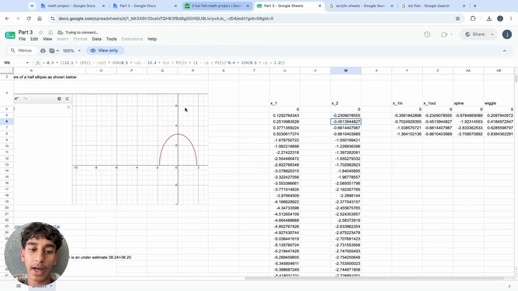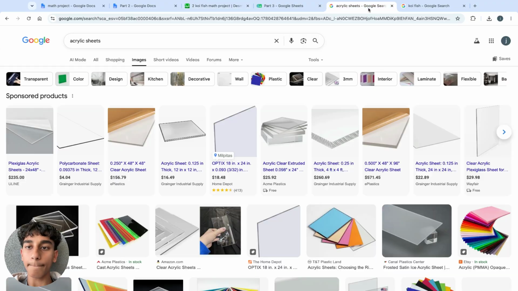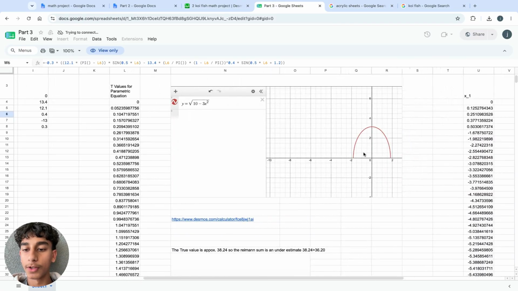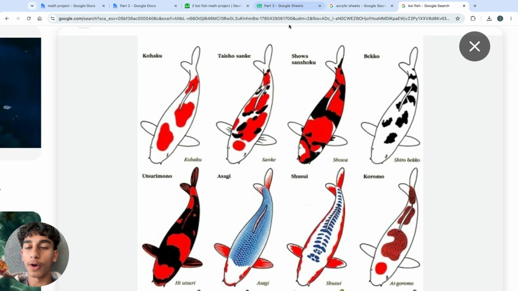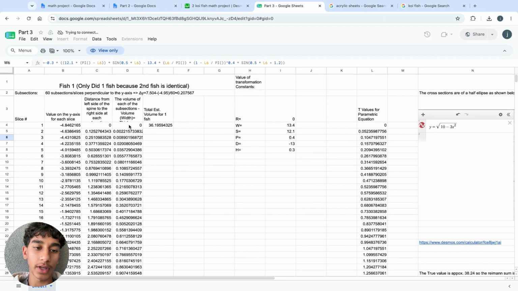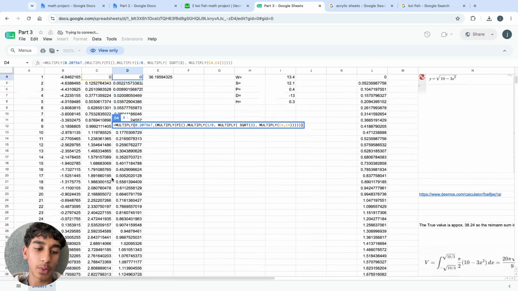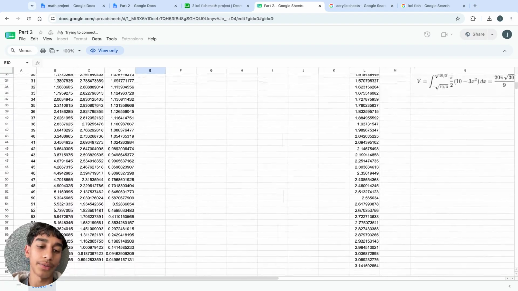And we took x1 minus x2 to find the width of the fish, and then we took the volume of each subsection by getting a formula for this cross section. So this is a half ellipse, and it precisely follows the silhouette of a koi fish, which isn't just a semicircle, it's more of an elongated fish. And the way we did the formula for the width is we took the area of the ellipse in terms of the width, and then we plugged in each specific width that we calculated with x1 and x2, and then we dragged it down so that it would give us each cross-sectional volume for the respective slice.